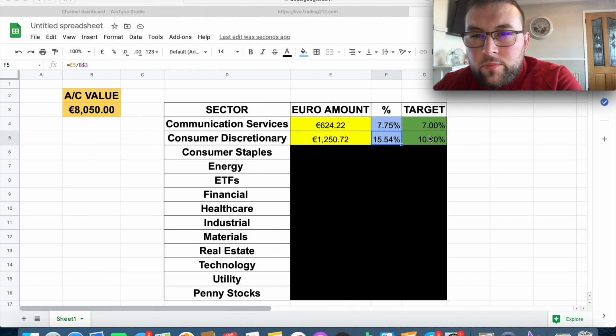Now, I would have put more than 10% here, however, as I'll mention later on in the video in terms of utilities and materials, we currently have nothing in those, so I would have to allocate a few percent here and there. Again, we'll discuss all that later on. But for that reason, I'm pushing it down to 10% instead of, let's say, about 15% or so.